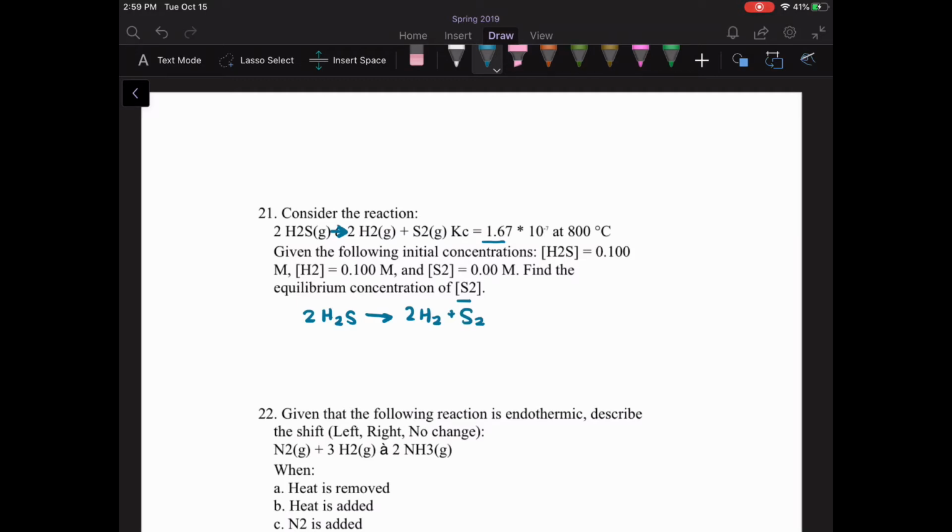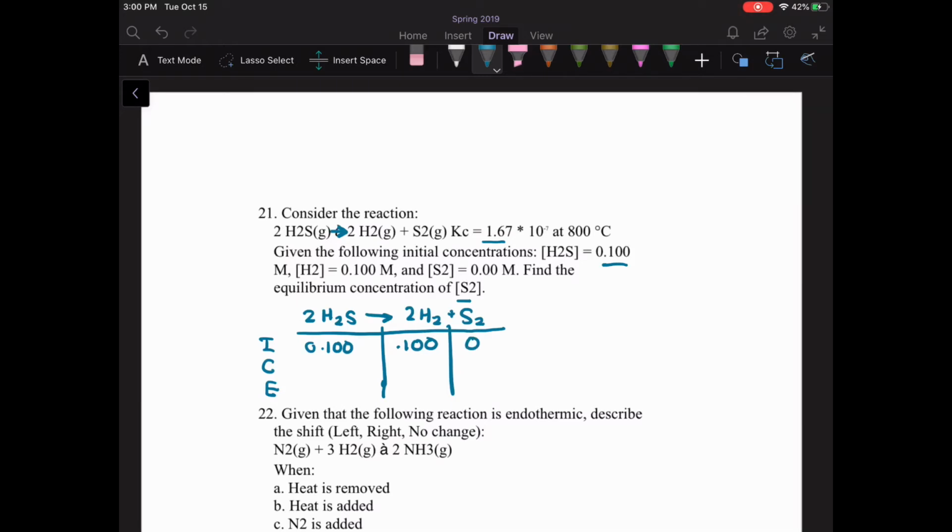Cool. So now I'm just going to write my columns. Let me start it right there. There we go. So I'm going to have initial, change, and equilibrium. So I, C, and E. It tells me that I start at 0.1 H2S, so 0.10. Then I have to start 0.1 of H2, and it says that I have none to start of S2.